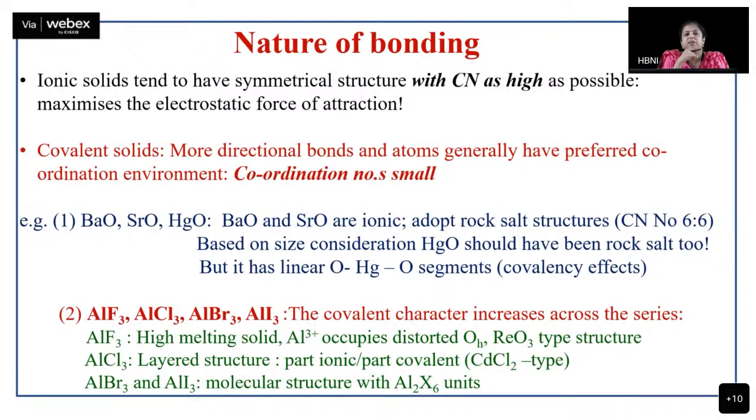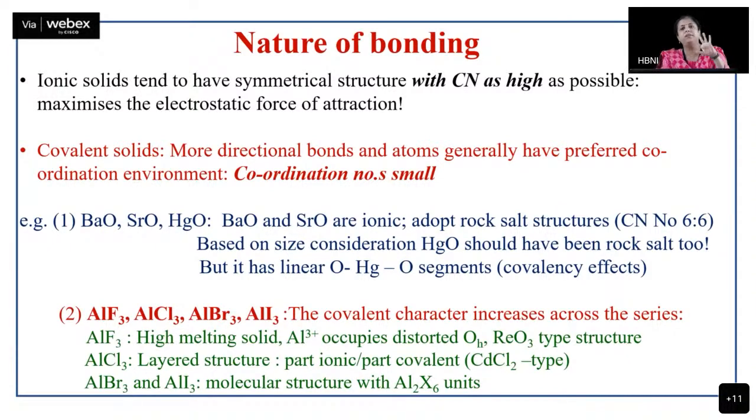We said chloride ion forms the CCP, and cadmium ions occupy octahedral holes in the alternate layers. So every layer in between is empty. So that means it is partly ionic, partly covalent. So AlCl3, which has slightly higher covalent character as compared to AlF3, or I would say lesser ionic character as compared to AlF3, adopts this layered structure.